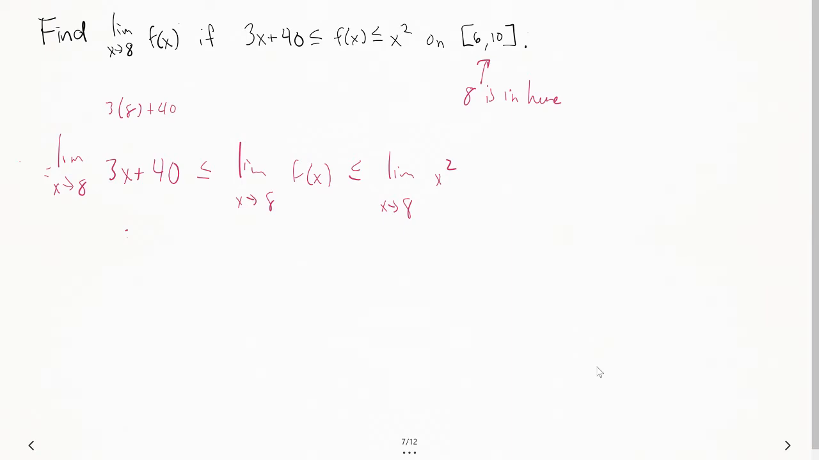Notice that's going to be 64. And in this case, you get 8 squared. It's going to be 64. Hey, they match. What do you know? 64 is less than or equal to this limit in the middle, which is less than or equal to 64.